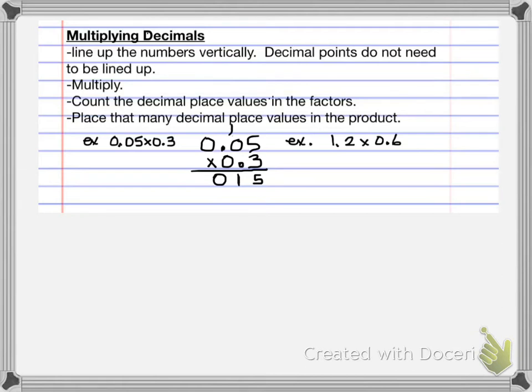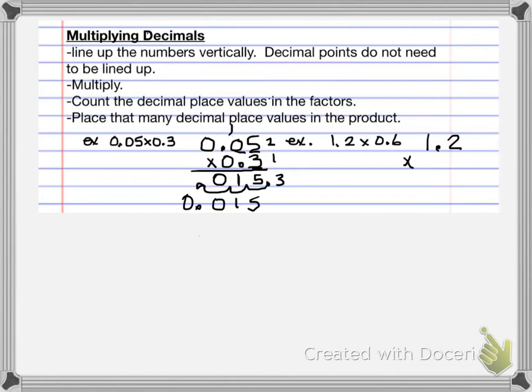And now I want to count the decimal place values in the factors. So I notice there are 2 in 5 hundredths. That's 0 in the 5, and there's 1 in the 3 tenths. It's just the 3. So that means we need 3 decimal place values in our product. So we're going to scoop our decimal point over from the 5 3 places. So it belongs just in front of that 0. And if there's no 0 there, you can fill that empty space with a 0. So it's 15 thousandths.